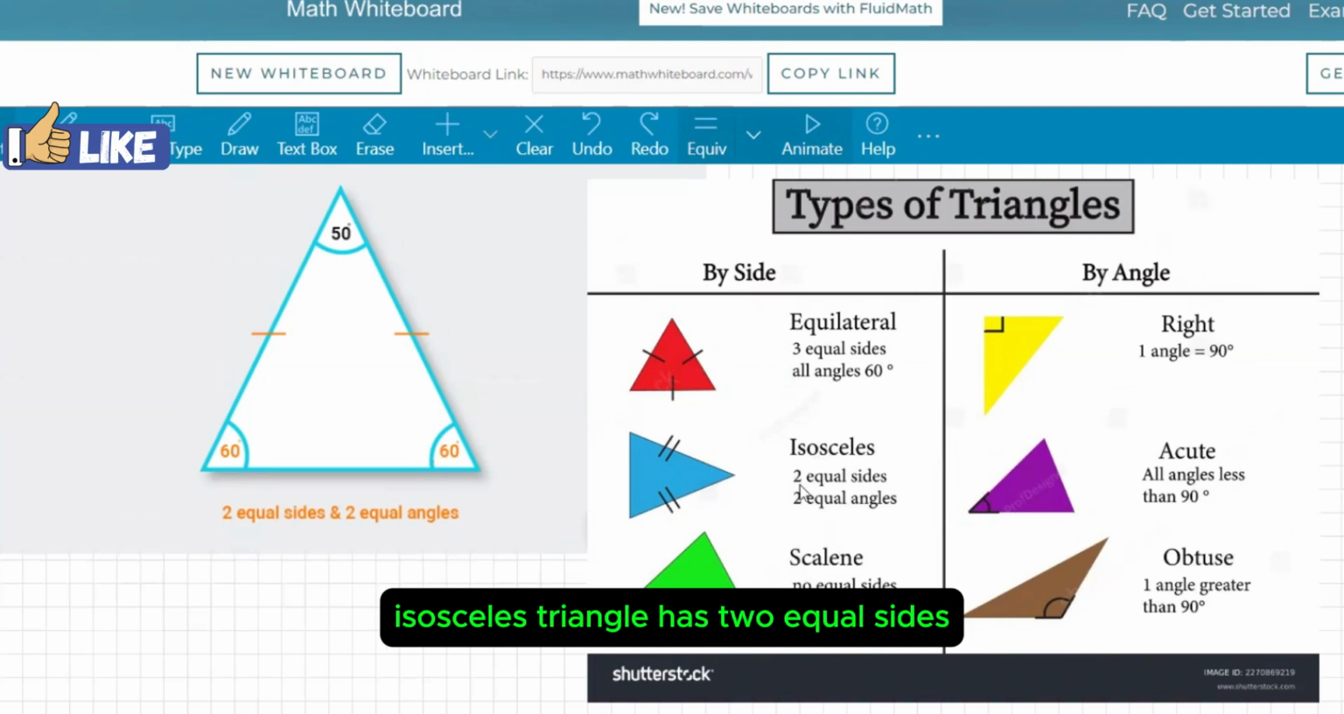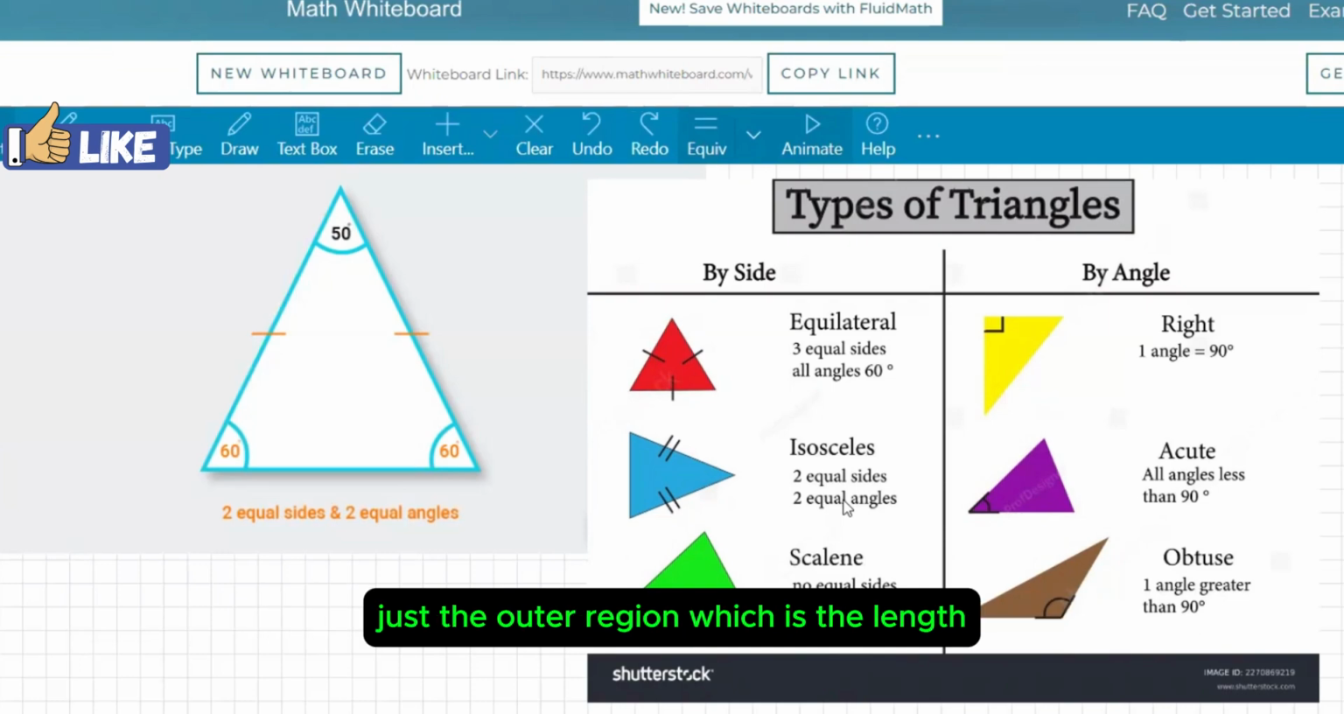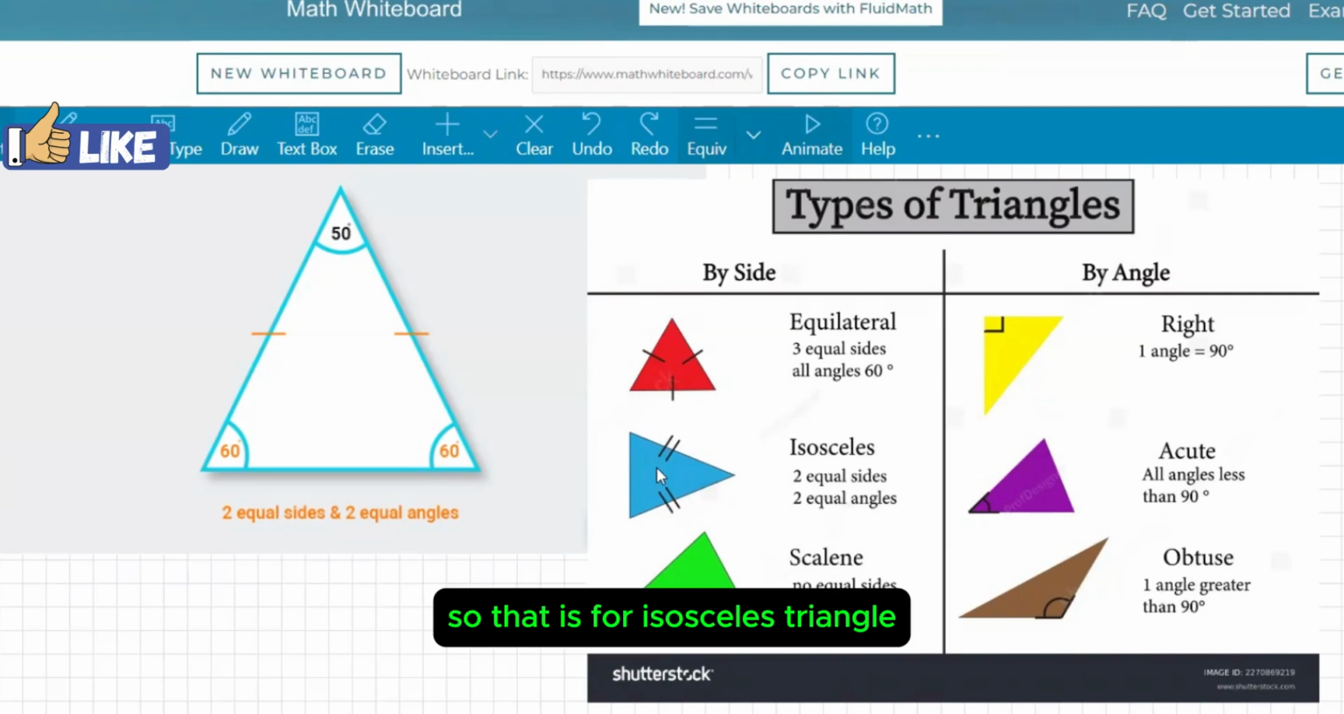An isosceles triangle has two equal sides and two equal angles. What that simply means, remember, a triangle has three different sides. So two of those sides will have the same length, and two of the angles will also measure the same. So if one angle is 60, the next angle will also be 60. And remember, within a triangle, you have three angles. But we're not dealing with the angles at the moment, just the outer region, which is the length. So that is for an isosceles triangle.